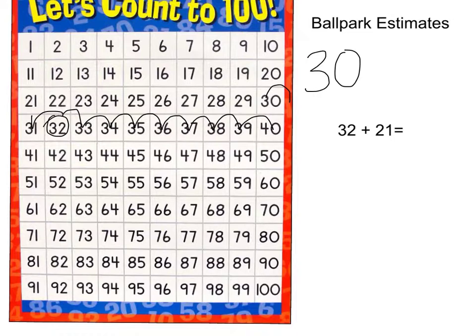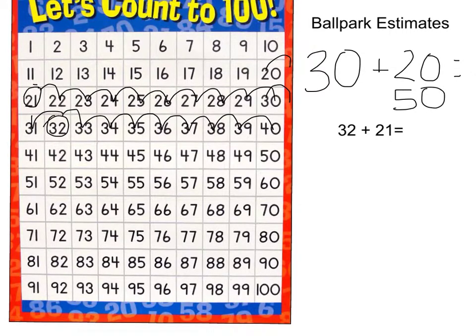Now I'm going to do the same for 21. Here's 21 on my number grid. It is 1 hop to 20, and 1, 2, 3, 4, 5, 6, 7, 8, 9 hops to 30. So right away I know that it's closest to the 20. So my ballpark estimate is 30 plus 20 equals, I think in my head 3 plus 2 is 5. Need to add that 0. So 30 plus 20 equals 50. That's my ballpark estimate for the problem 32 plus 21.